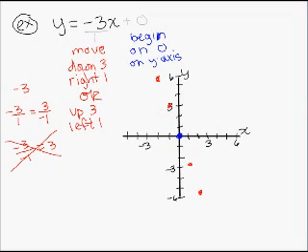In geometry, we call that collinear. Okay, so there's our line right there. That one worked much better. Okay, let's go to the second type of equation.